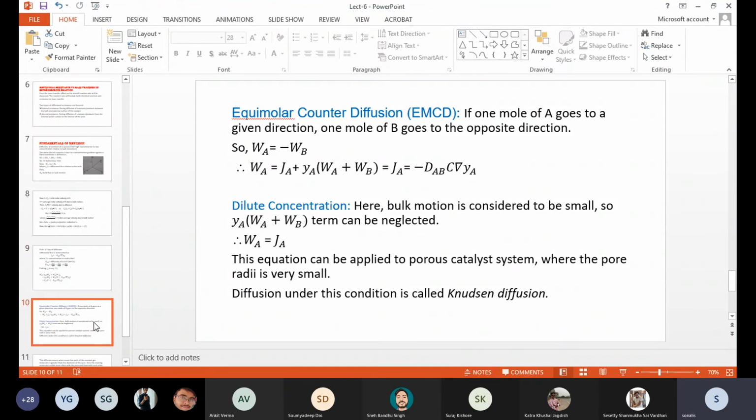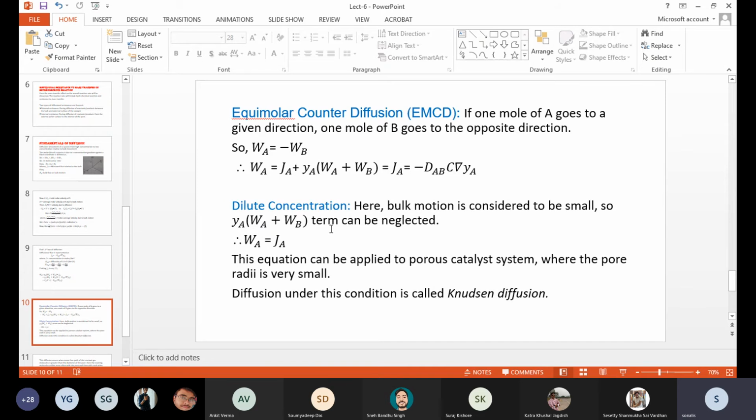Now the diffusion may be of 3 different types. One is equimolar counter diffusion. If 1 mole of A goes in a given direction, 1 mole of B goes in the opposite direction. In this situation, obviously WA is equal to minus WB. Therefore WA is equal to JA plus YA into WA plus WB, so this quantity cancels out. It comes as only JA, that is minus DAB C nabla YA. WA is equal to JA. This is the expression for EMCD, the equimolar counter diffusion condition.